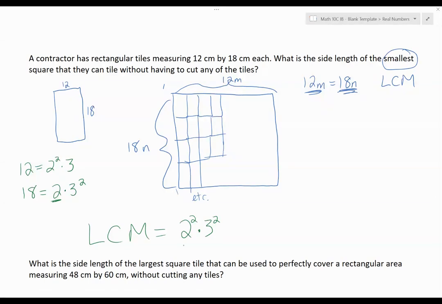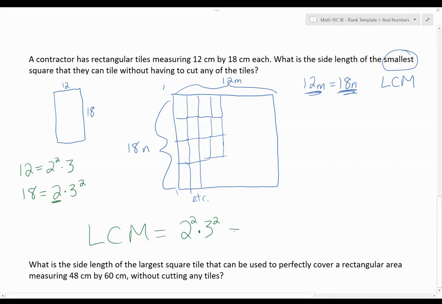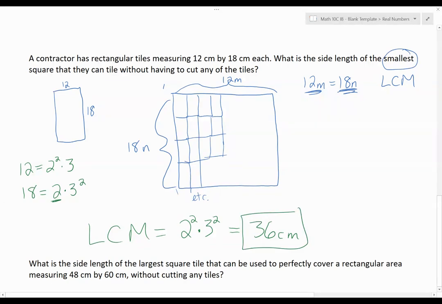So within 2 squared times 3 squared, I have 2 squared times 3 with an extra 3. And I have 2 times 3 squared with an extra 2, which means the least common multiple is 4 times 9, or 36 centimeters. So 36 centimeters is the length of the side, which means that in one direction, I would have 3 tiles across, and then in the other direction, I would have 2 tiles down.